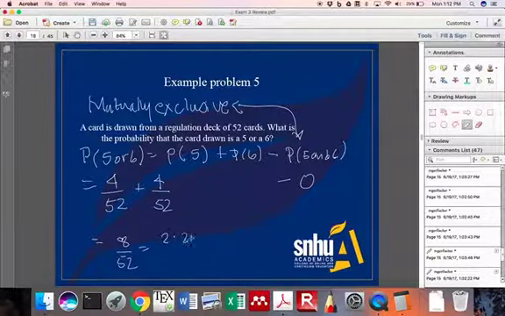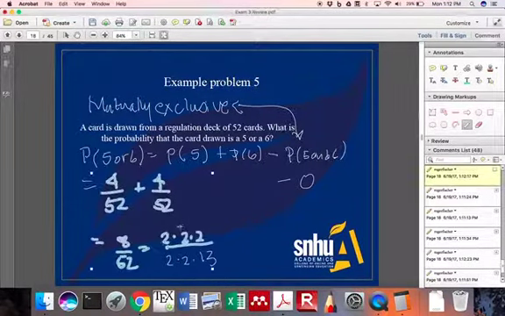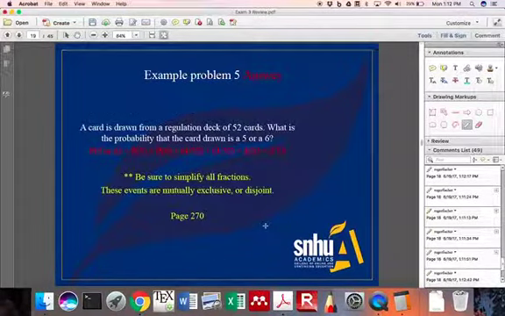and 52, I just happen to know, is 4 times 13, but that's just because I'm weird and I do this all day. I just want to be sure you have a way to simplify these, because there's not necessarily an easy way to get a fraction in simplest form on a calculator. So that's 2/13. And there it is, 2/13.